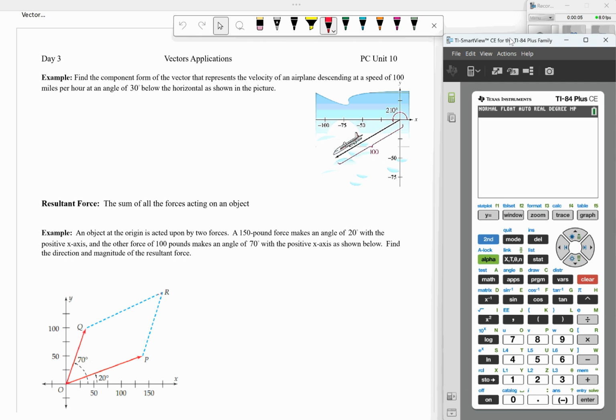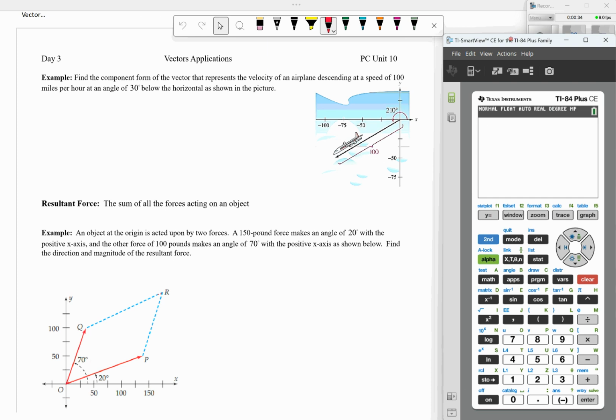Vector applications. For the first example, it says find the component form of the vector that represents the velocity of an airplane descending at a speed of 100 miles per hour at an angle of 30 degrees below the horizontal, shown in the picture. So if this is 30 degrees below the horizontal and they're adding the 180 to that, they're saying this angle is 210 degrees. So we've talked about how to find the component form given the magnitude and angle.